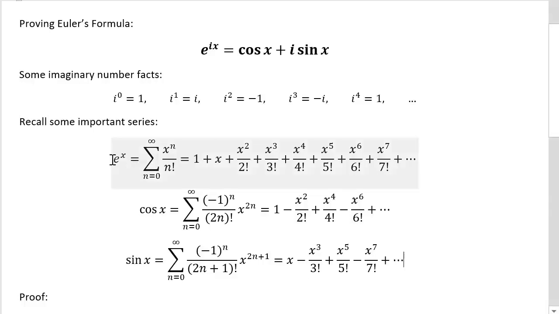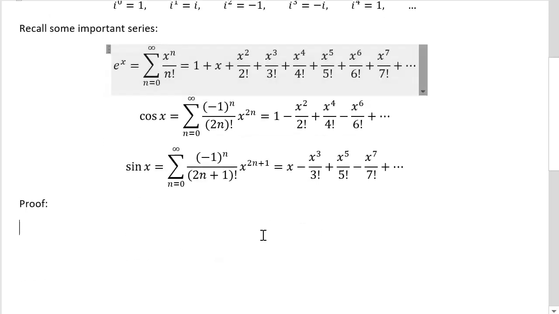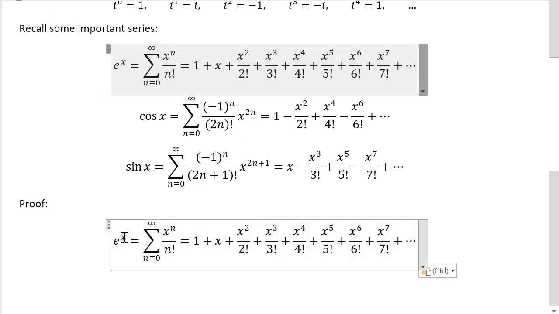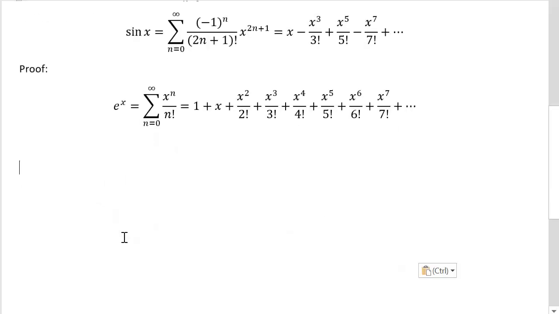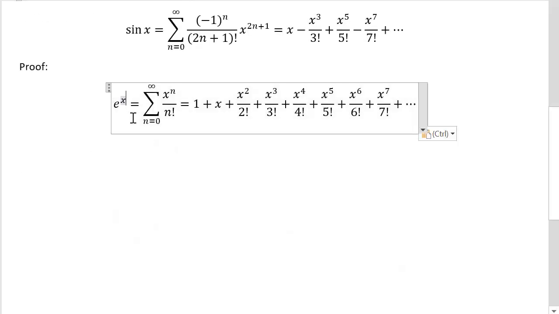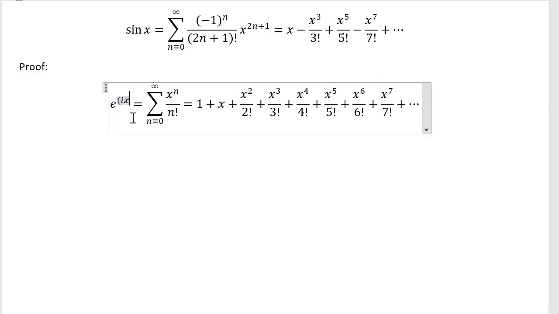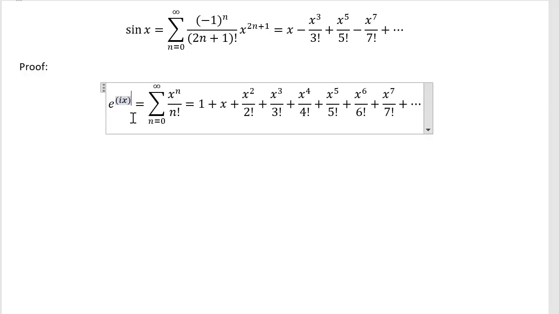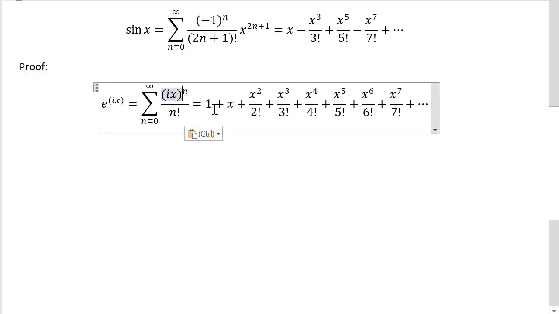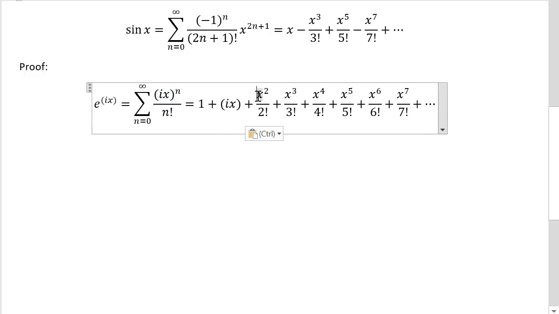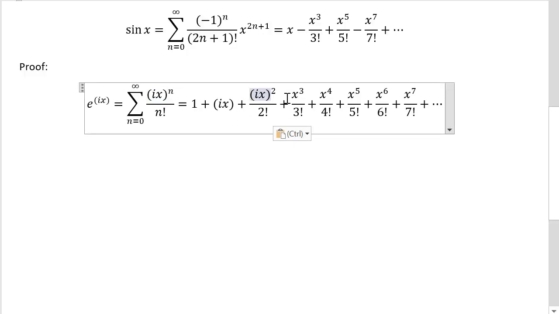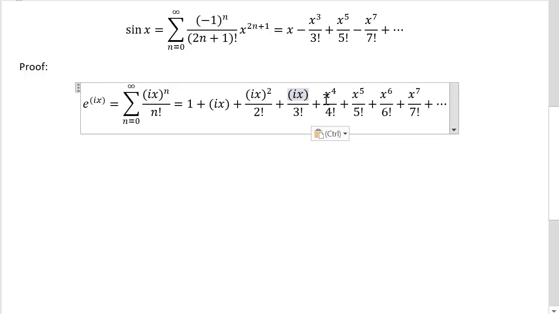So in order to prove this, we're going to start with the exponential expansion and then replace the x values with, let's try that again. We're going to replace the x values with i times x. So remember, the expression that we're looking at was e to the ix. And so in our Taylor expansion, or our series, wherever we see an x, we're going to replace it with i times x. So let's go ahead and do that. There's a few of them here written out.